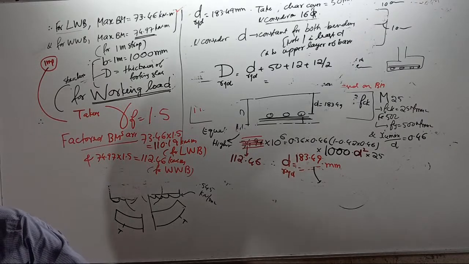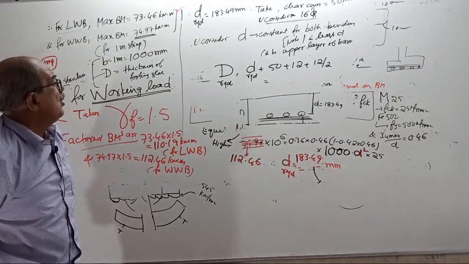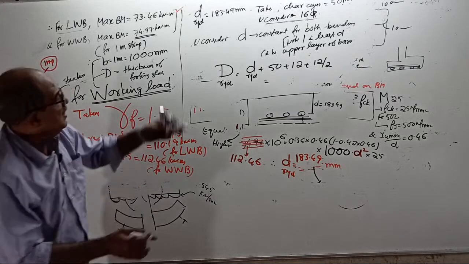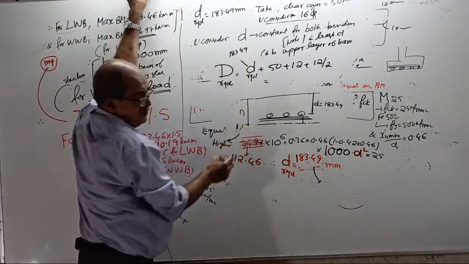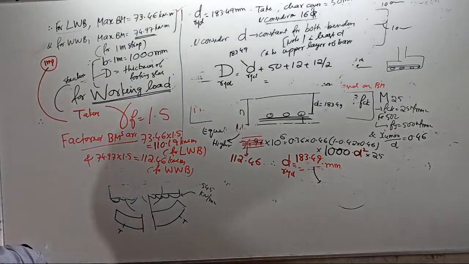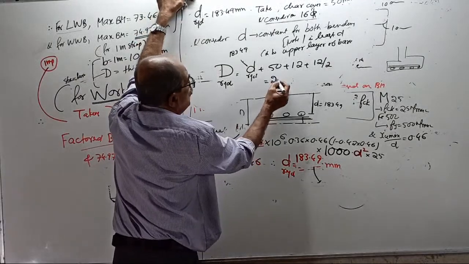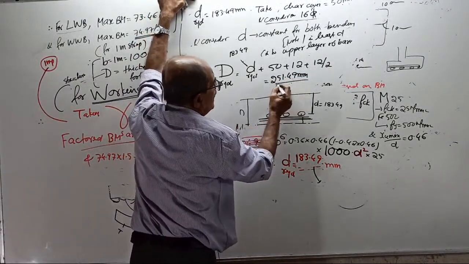Okay, see, answer. Adding 183.49 plus 50 plus 12 plus 12 by 2 gives 251.49 millimeter. 251.49 millimeter is the capital D required.